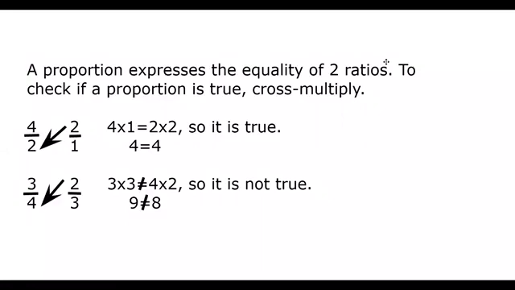So the next example, you have 3/4 and 2/3 as your ratios. And to check if the proportion is true, you have to cross multiply. So you do 3 times 3 and 4 times 2. So you get 9 equals 8, which isn't true. So that means that your proportion is not true.